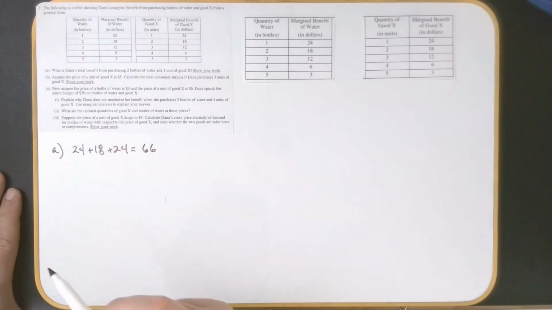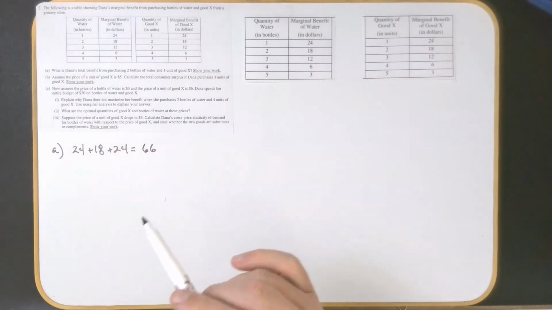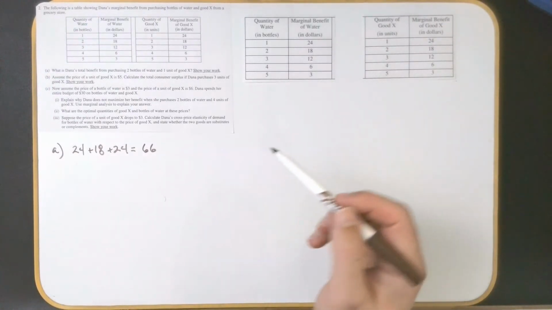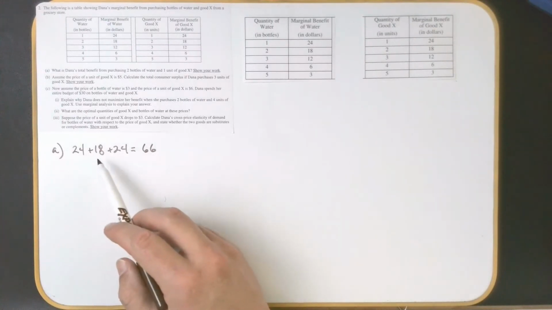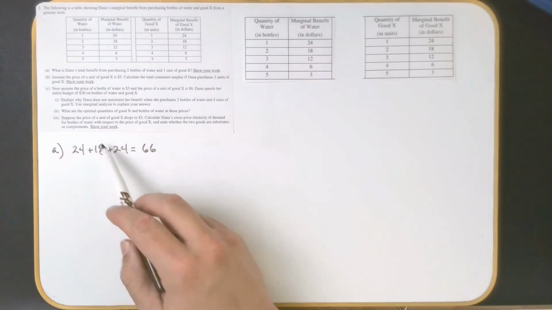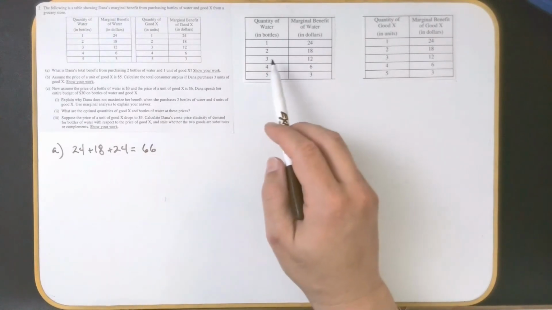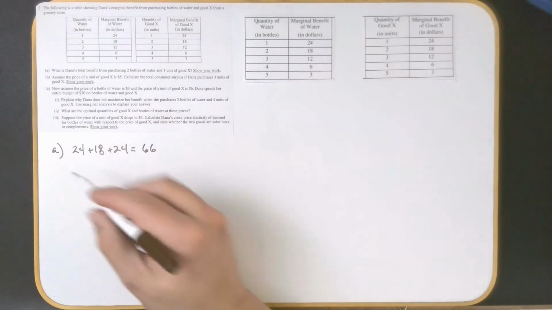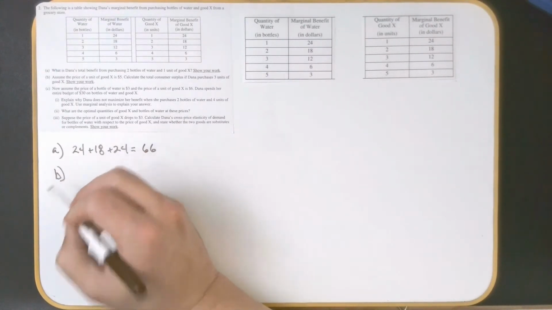All right, so that was just a little test on whether you knew how to read this. Because some students, instead of doing 24 and 18, which together gives you 42, just do 2 times 18. Easy mistake to make.